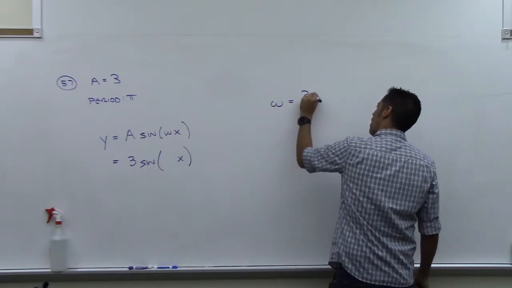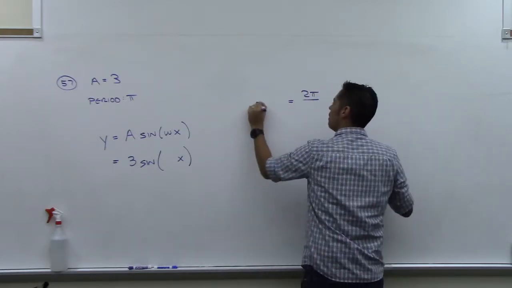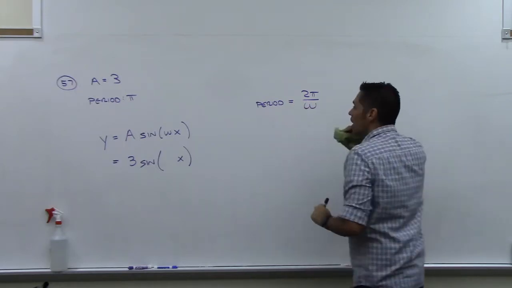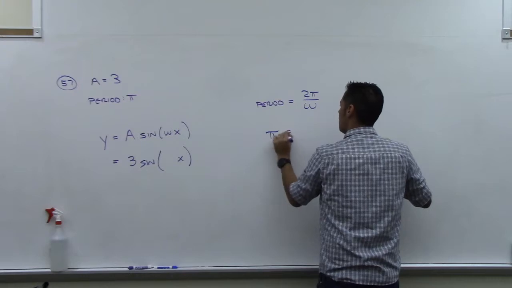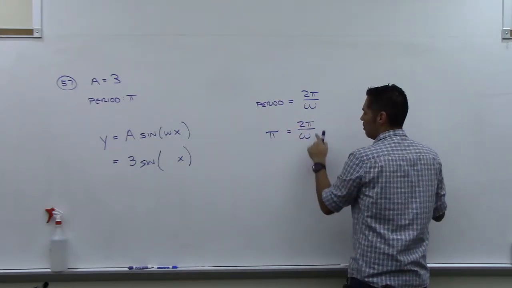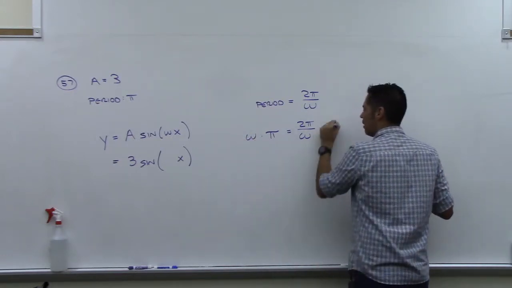Omega is 2 pi, the period is 2 pi over omega. And I know the period must be pi, so the left side of this equation has to be pi, and I want to know what omega is. So what I can do is I can multiply both sides by omega, and that'll get rid of them over here.